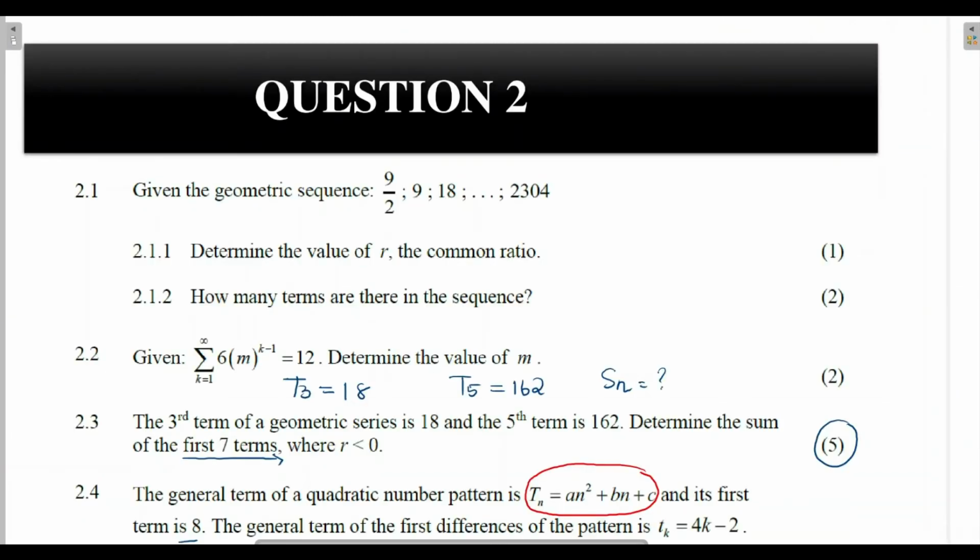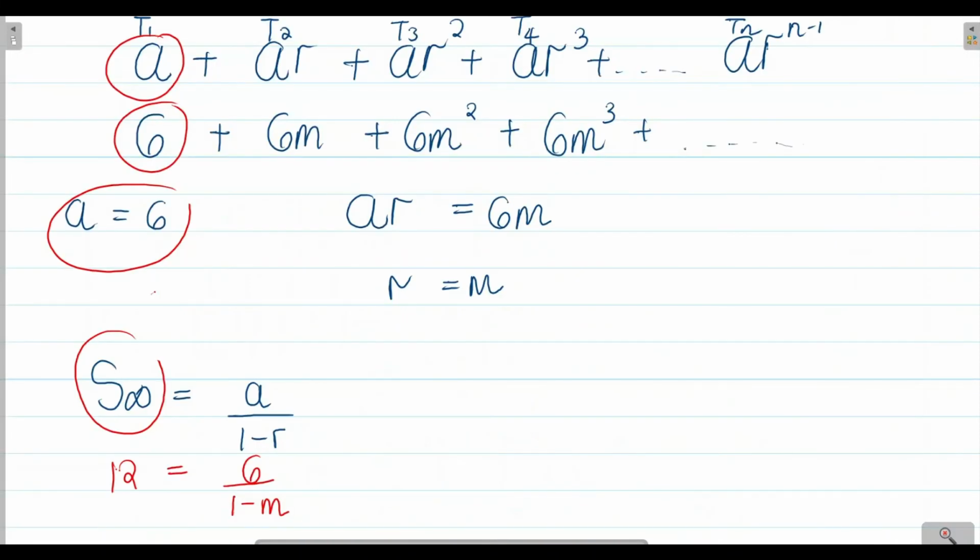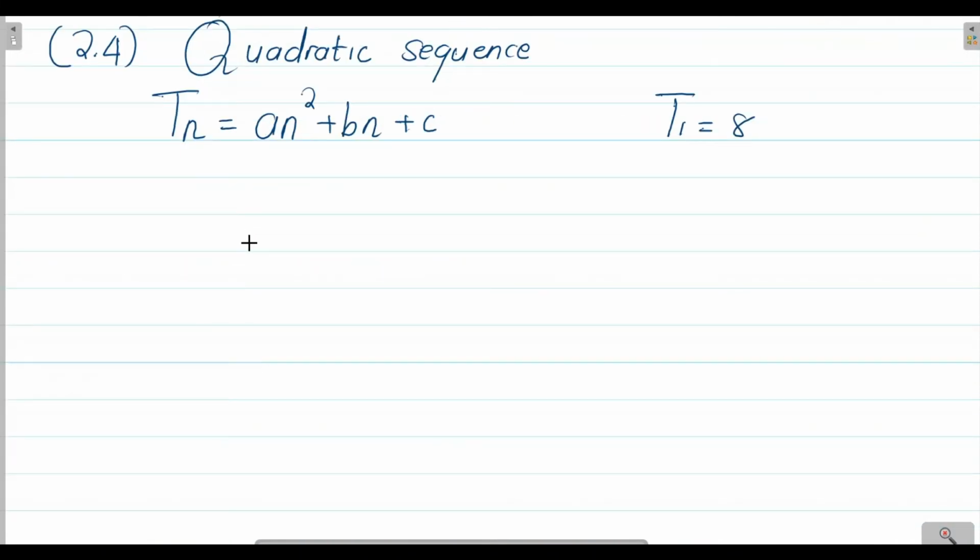The general term for the first difference of the pattern is TK, which is equal to 4K minus 2. Okay, so guys, we know that when we're dealing with a quadratic pattern, we get the first difference and you also get the second common difference. Just a quick recap.